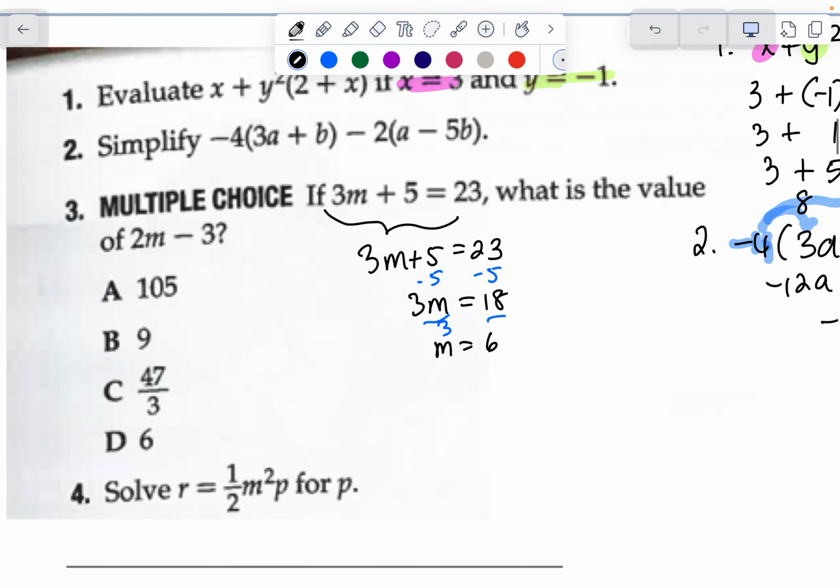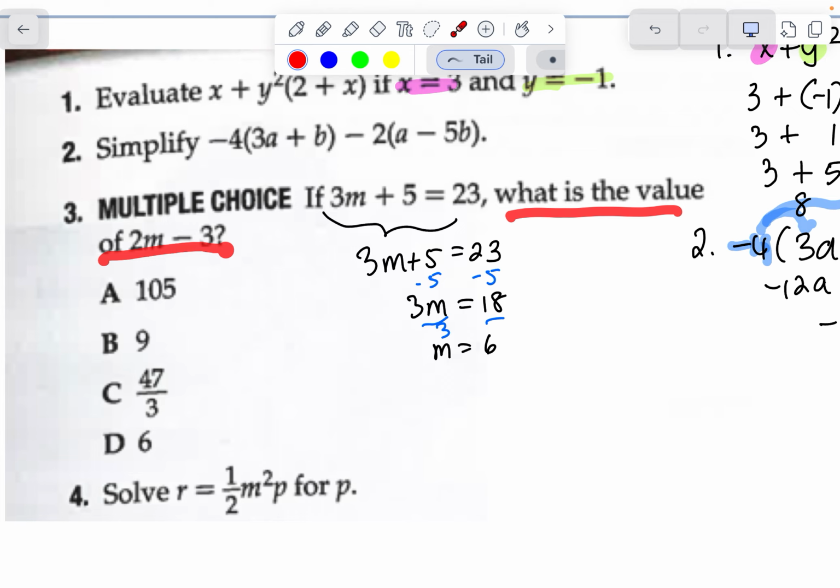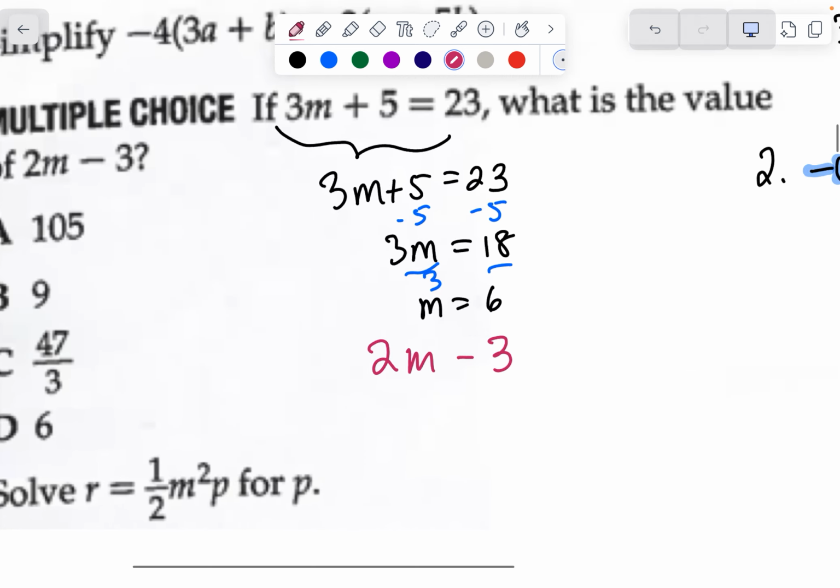Okay. Now, you'll notice 6 is one of our answers, but here's what I've always told students that are answering a word problem. Read this last part again, because you might have forgotten along the way what they were asking. Well, they're asking me the value of 2m minus 3. So 2m minus 3 has a different value depending upon what the m value was. M is 6. So let's take out the m and replace it with 6.